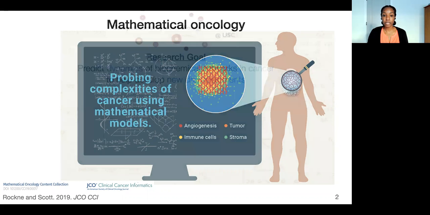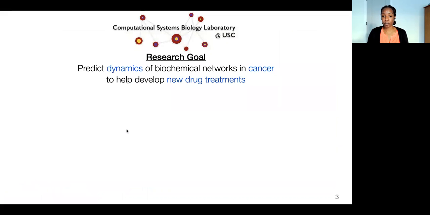The main research goal, particularly for my lab, is to be able to predict the dynamics of biochemical reaction networks in cancer. This really stems from my training as a chemical engineer, so I get excited about reaction networks. And we want to be able to understand those networks and predict their dynamics in order to help develop new drug treatments, but also just to understand the effects of existing treatments.